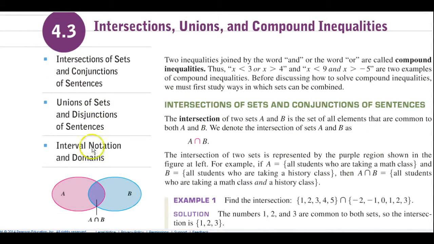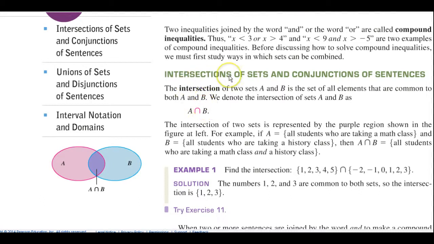Now, here are some other things that I won't read, but we will be reviewing each of these. Now, when we speak of intersection, again, the key word is "and," and conjunction of sentences. Here we see A and B, the intersection of A and B. In symbols, it would appear like this.